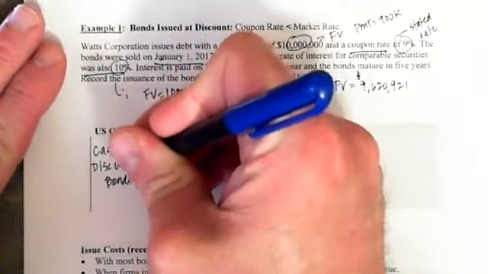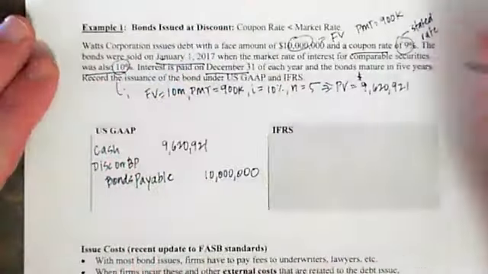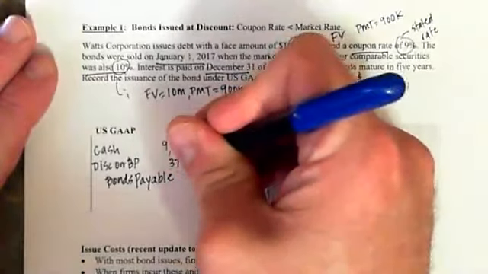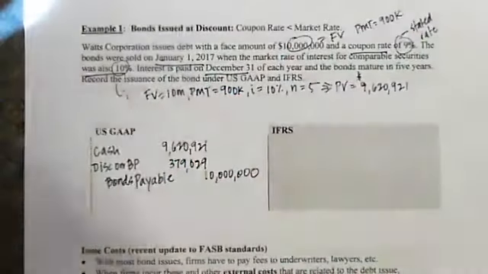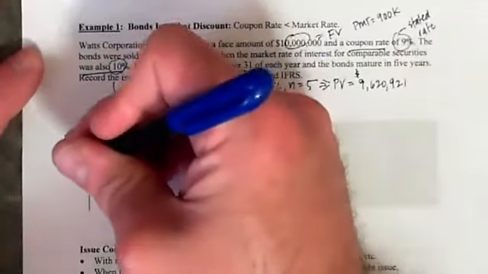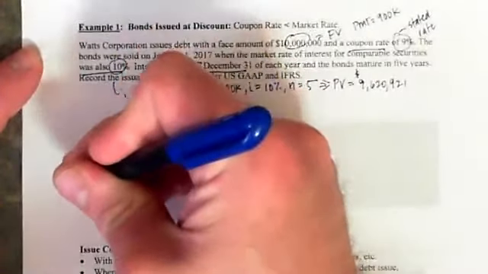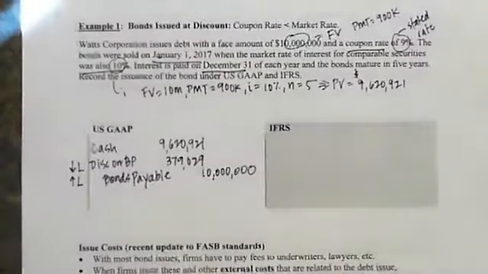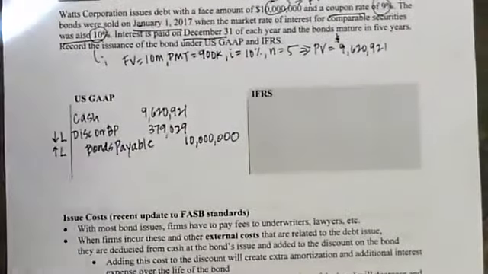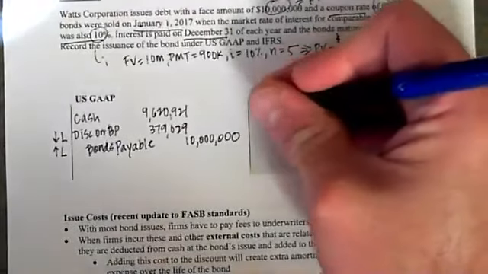And notice, of course, that our discount has switched from a credit balance account to a debit balance account. And that is all because it's now a contra liability account. That is, it is reducing my liabilities, whereas the bonds payable account is the parent account, and that is increasing my liabilities. For the IFRS side, same idea.